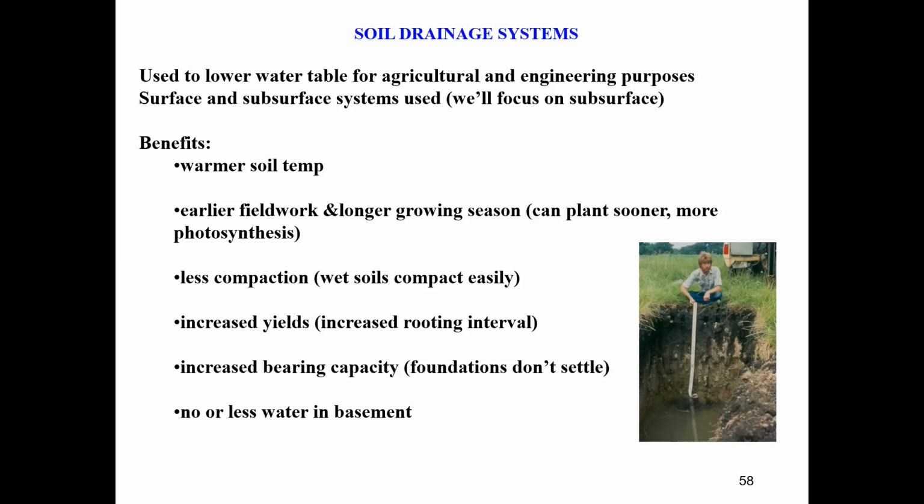Now, the reason we tile drained all this land was for several reasons. We can get in the field and plant earlier. That increases the period of photosynthesis in the growing season. So if I can plant April 20th, I have more sunlight than if I can plant May 20th. So I have a longer growing season, potentially higher yields. Wet soils are more likely to compact. We can get increased yields if we have a thicker oxygen-rich zone. Corn has not evolved in saturated soils, so we don't want the pore space to be full of water.